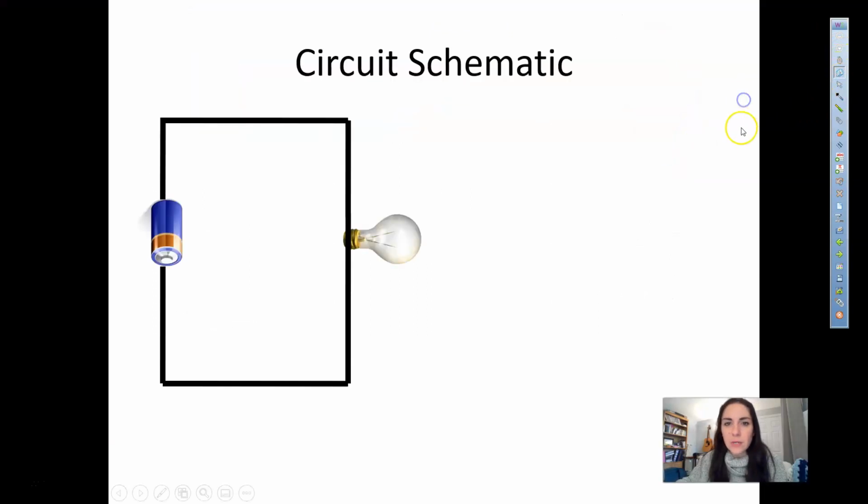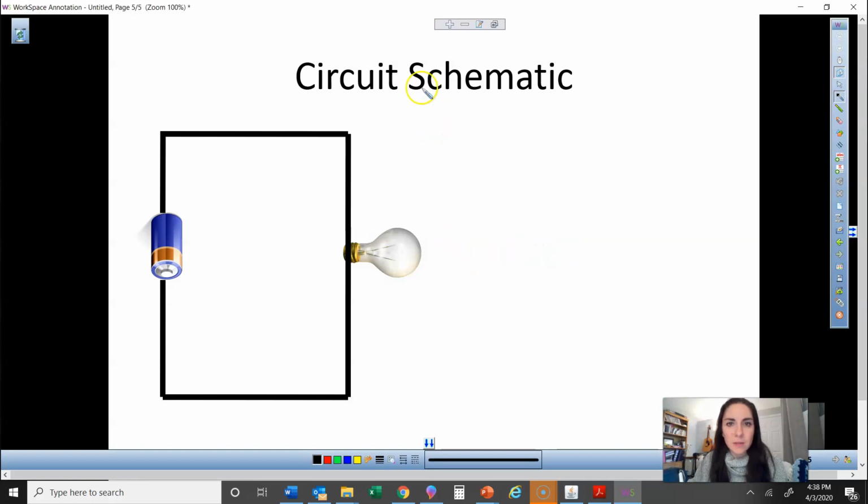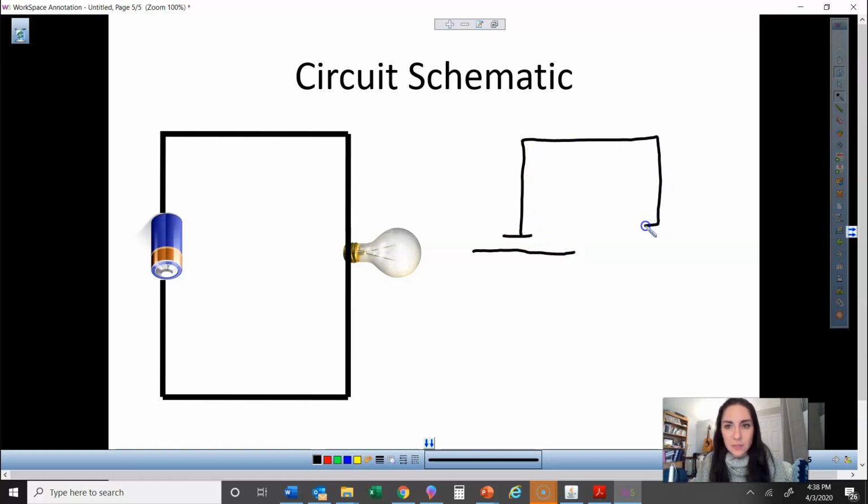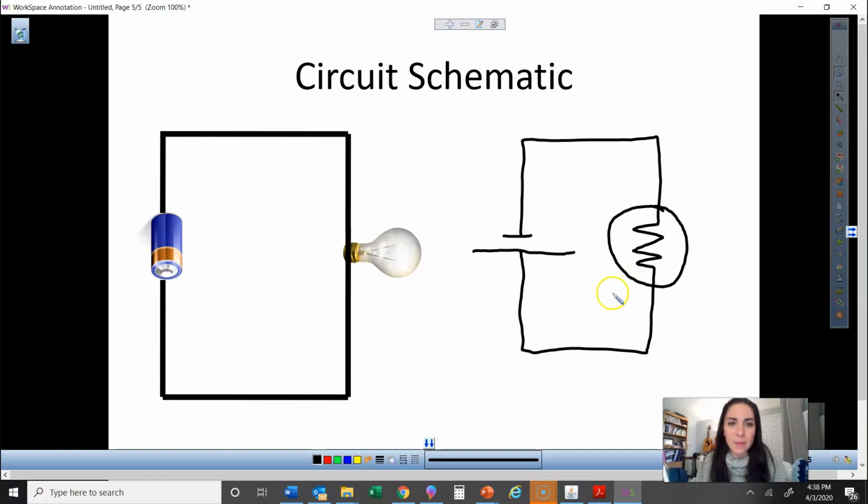So, for example, if we look at the circuit schematic, instead of drawing the physical circuit, it would look like this. The battery is actually upside down, so the longer one has to be on top. And this is a light bulb. Now, circuits are usually drawn boxy like this, not like what you would see in lab.